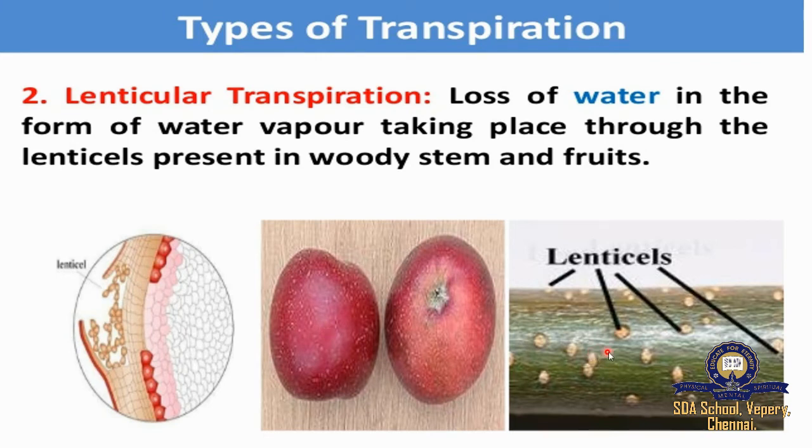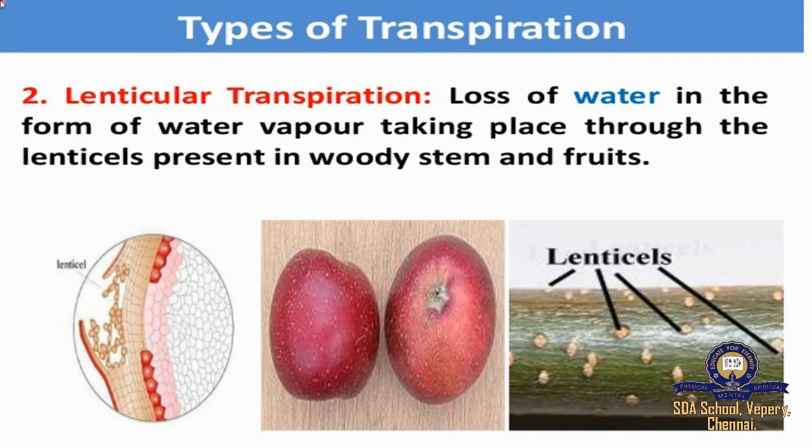You would have seen pores like this in a woody stem also. So these pores are called lenticels. And the loss of water in the form of water vapor taking place through the lenticels present in woody stems and fruits is known as lenticular transpiration. So the second type is lenticular transpiration.